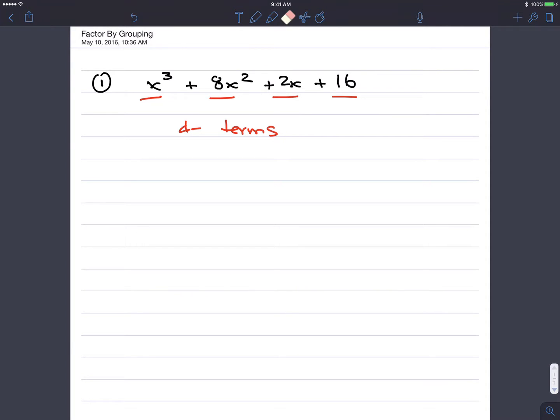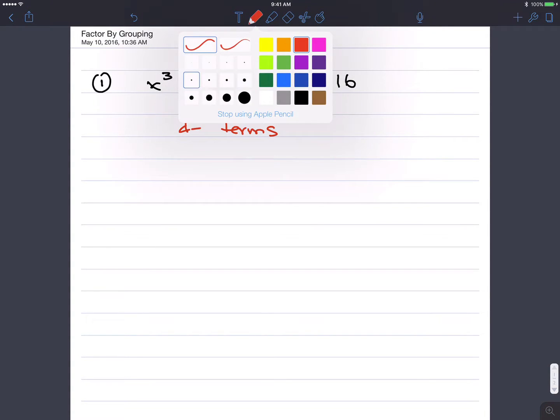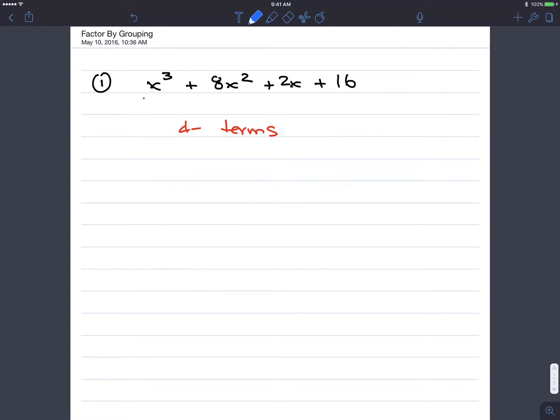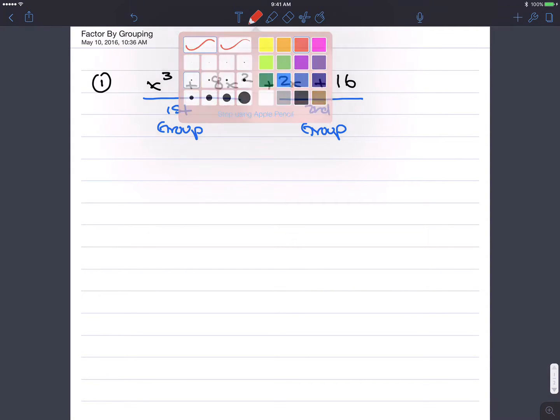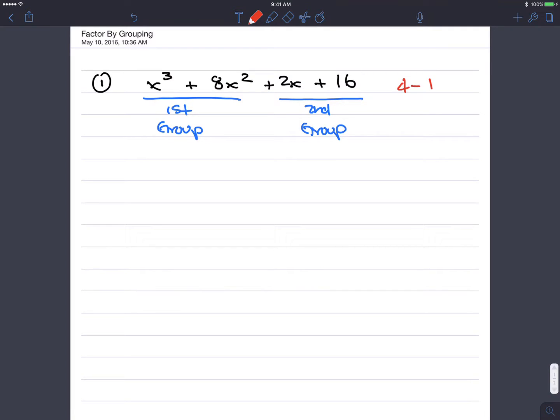But what I also want to say to you is this. The grouping portion, we're going to group the first 2 terms together. This is the first 2. And we're going to group the last 2 terms together. So I would say this is my first group. Here's my second group, and they're both groups of 2 terms. 2 groups of 2 terms each. Notice there's 4 terms here.